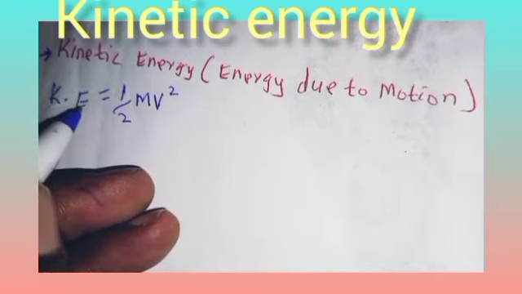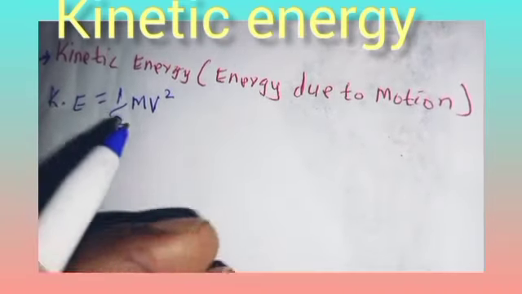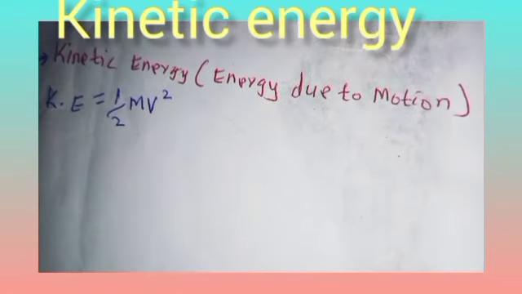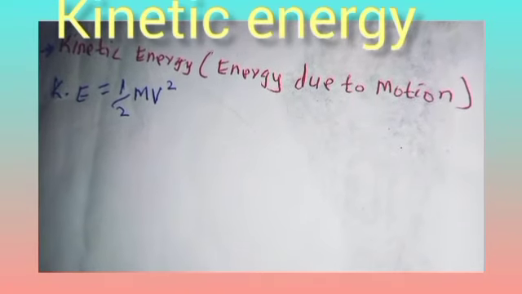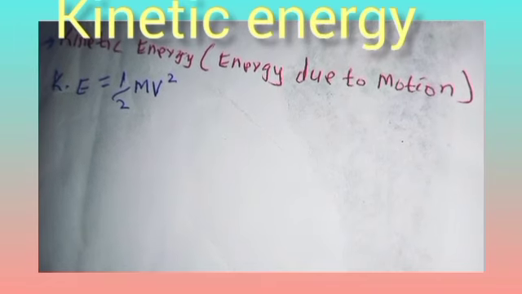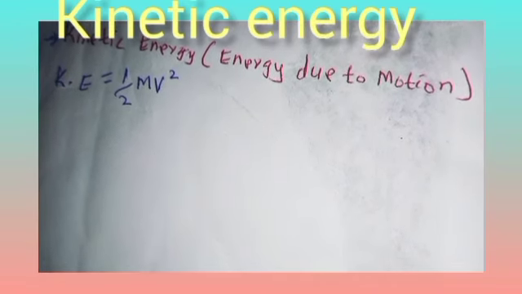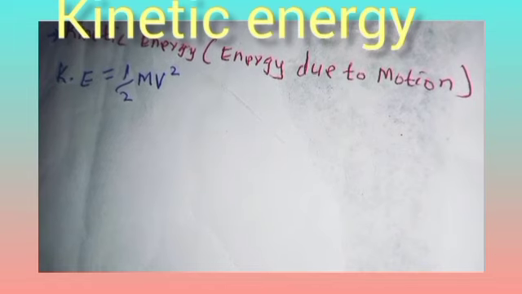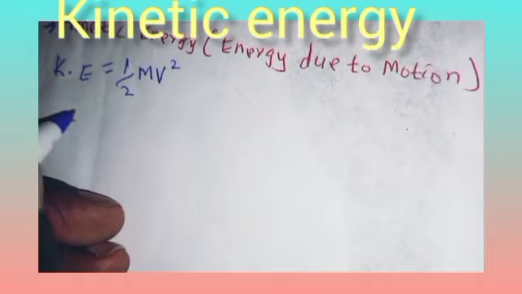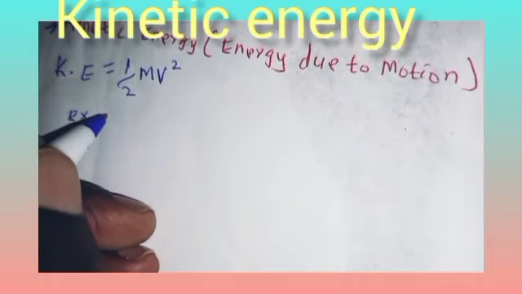Now, here, m is the mass in kilograms, and v is the velocity in meters per second. So we can have an example here.